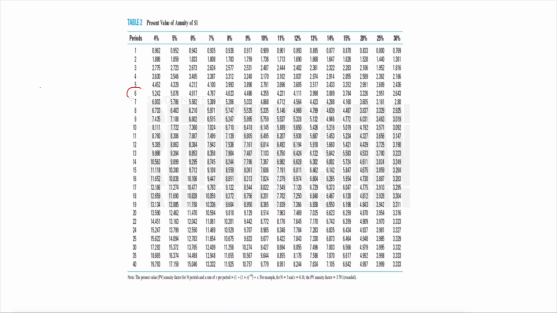Now what I'm going to do is locate the value 4 along this row 6. As I said, this 6 is the period of the cash flow. If the period of the cash flow is 6, then take 6. If the period of cash flow is 8, then go for 8. That's how you will pick the values. Along 6, I'm going to find my value 4.